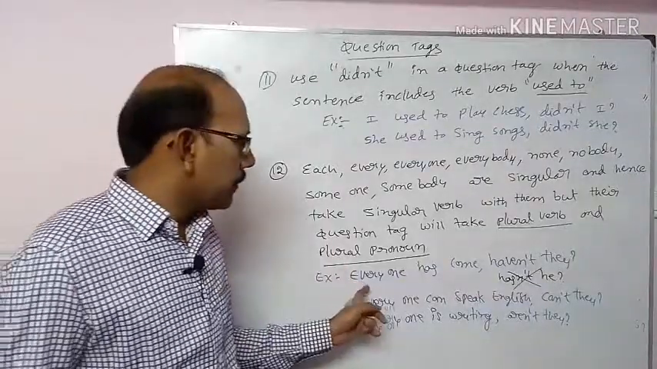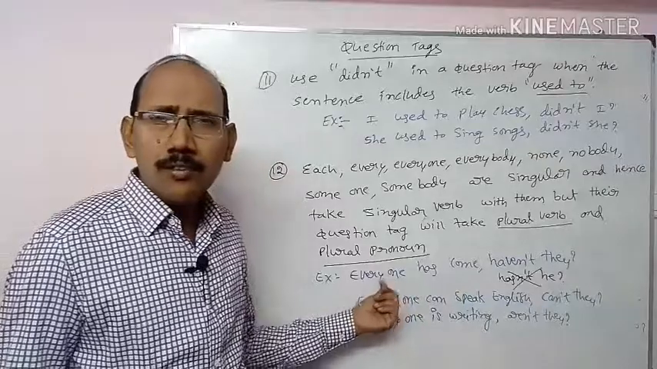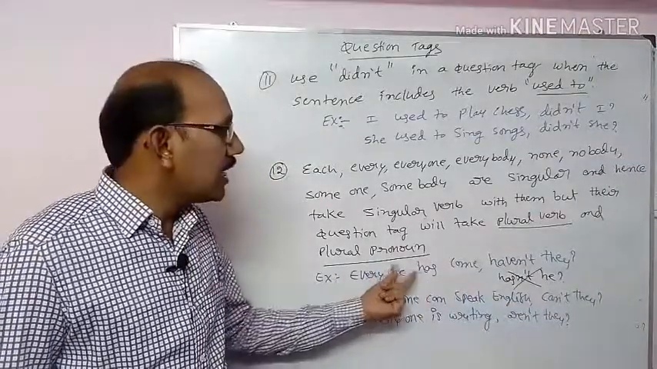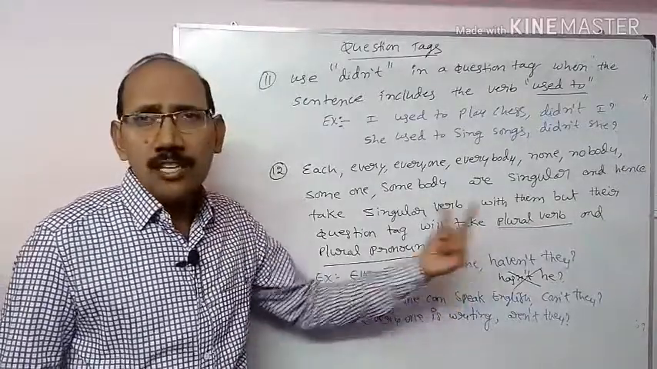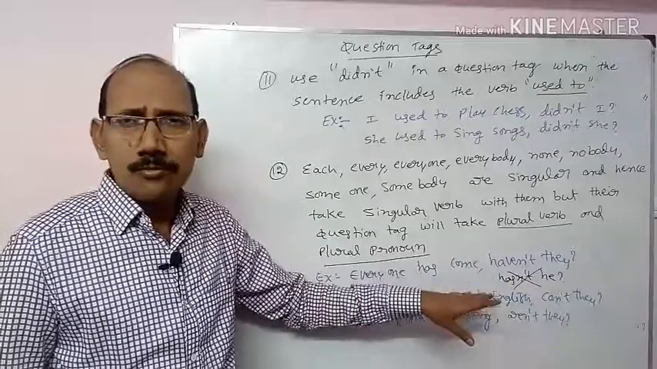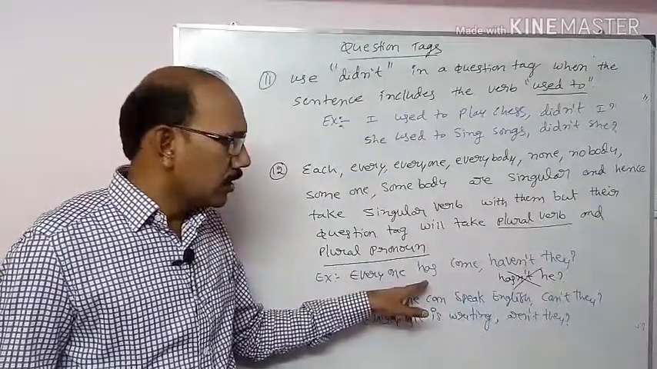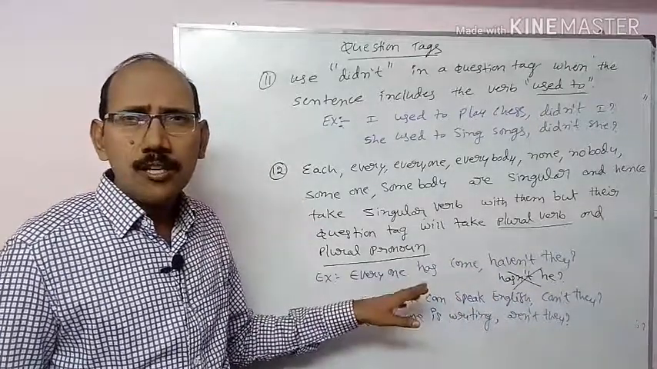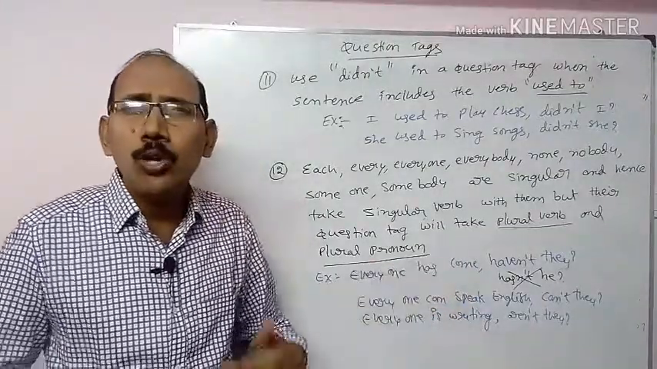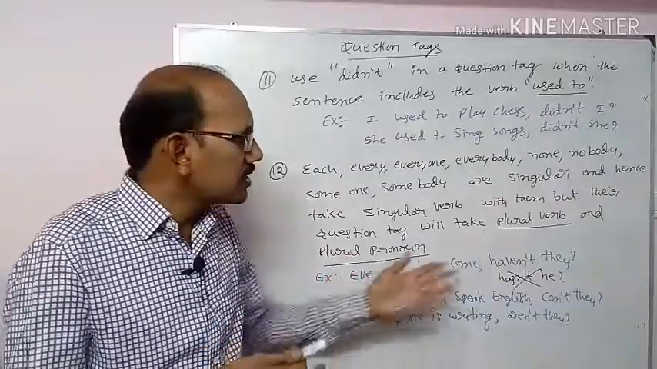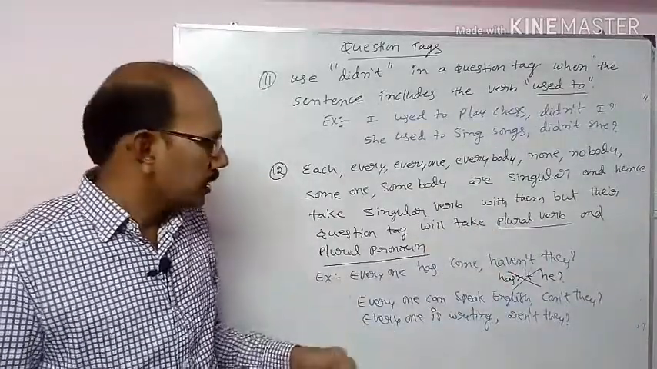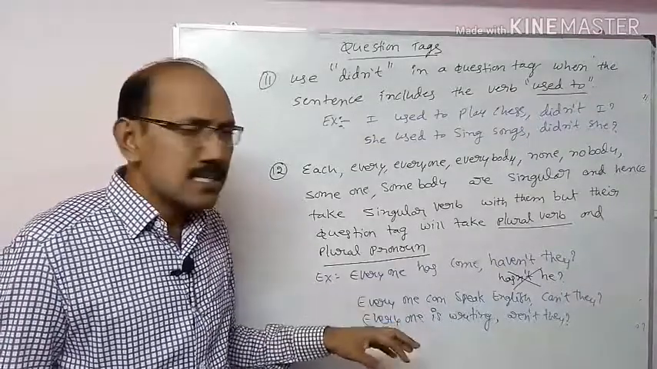Look at the example. Everyone has come. In fact, "everyone" is a singular one, so we are using only "has" here. Everyone has come, haven't they? We are not supposed to use "hasn't he" or "hasn't she." Though we have "has" in the statement, we are not supposed to use "has" there. We have to treat it as plural, and take only a plural assisting verb, and also mention a plural pronoun. And everyone can speak English, can't they?